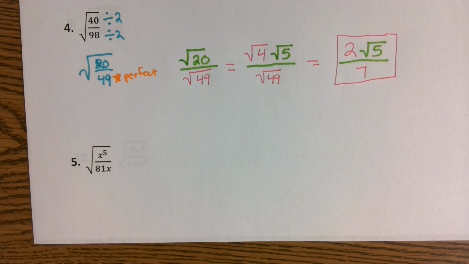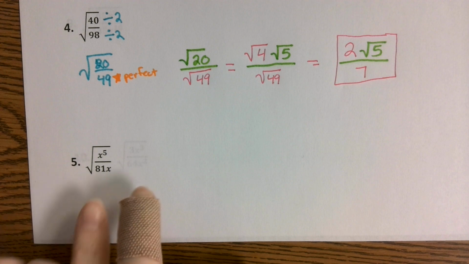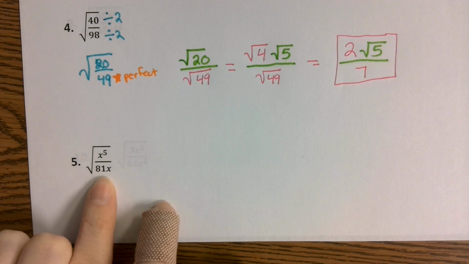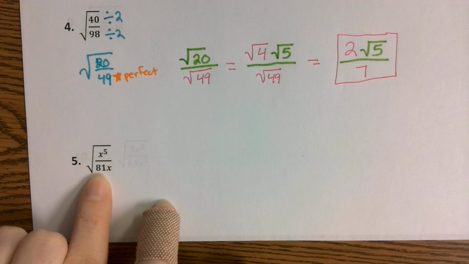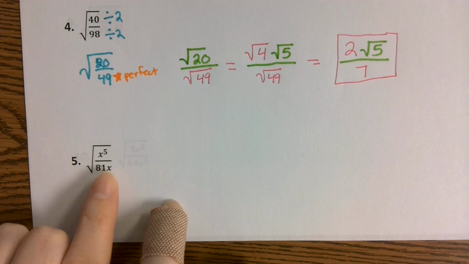In a situation like this, again, you want to identify if there happens to be a perfect square for the denominator. Is the entire denominator a perfect square? So let's focus first on the number. Is 81 a perfect square? Yes. Is x a perfect square? No. So you want to split this apart in order to be able to simplify them.